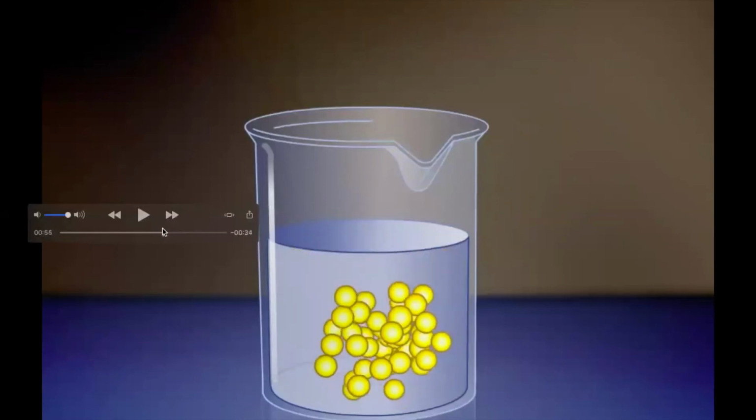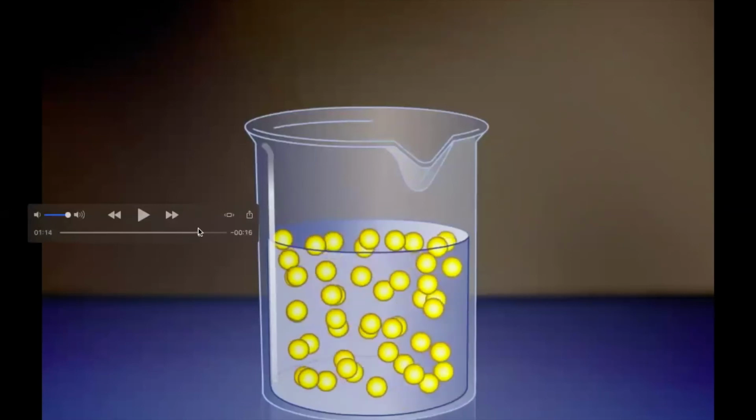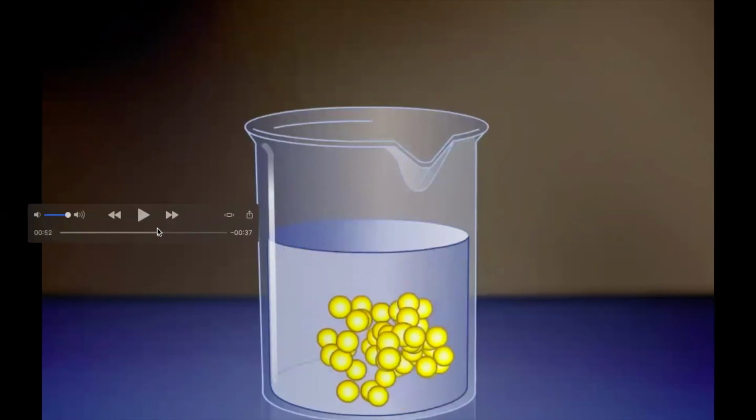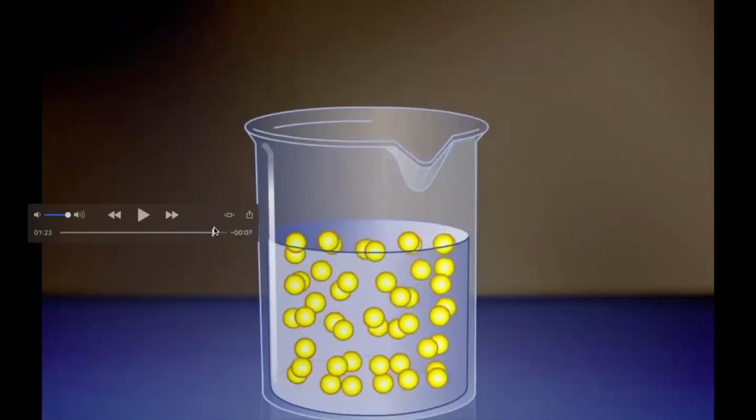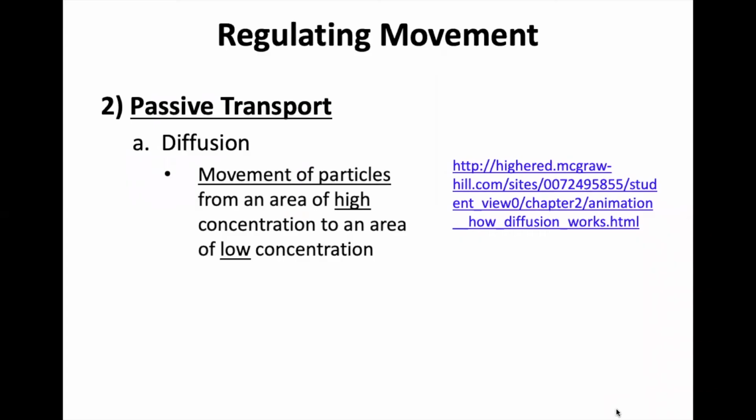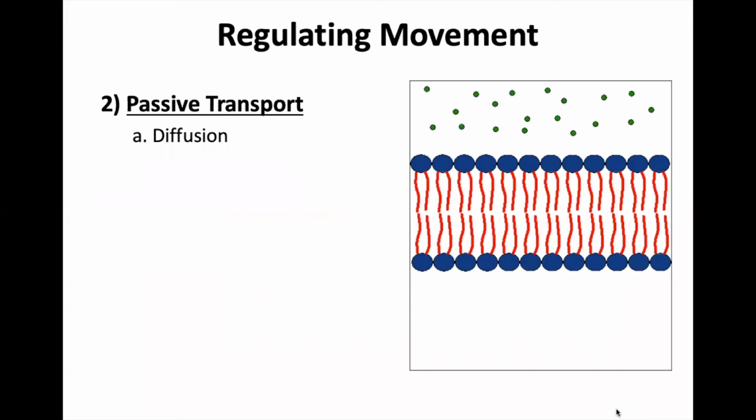Particles are high concentration. Diffusion is when they spread out. Concentration gradient. Nature doesn't like it, so they diffuse. It means to spread out. They go from high concentration to low concentration.